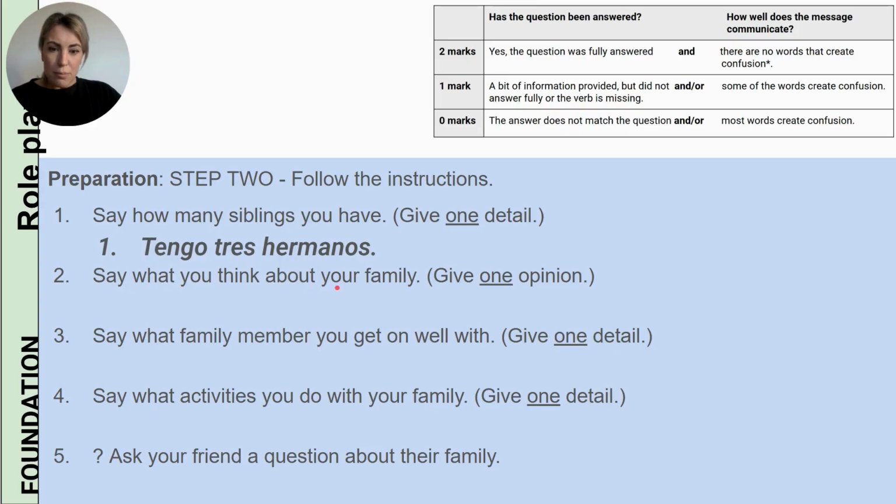Now let's do number 2. Say what you think about your family. Give one opinion. Opinions are usually I like, I don't like, I love. So, what do I think about my family? Me gusta mucho mi familia. I'm going to write down this sentence. It's an opinion. I like my family very much. Okay. For number 3, say what family member you get on well with.